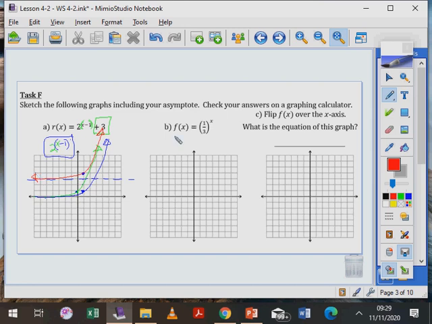What about this one? Example B. So 1 over 3 to the power x is the same thing as 3 to the negative 1 to the power x, which is the same thing as 3 to the negative x. So it's basically asking us what happens when the power of x is negative. When the power of x is negative, it's going to be reflected over the y-axis.